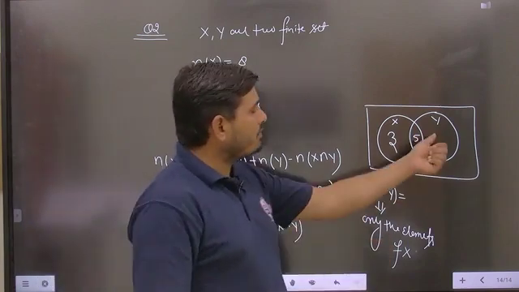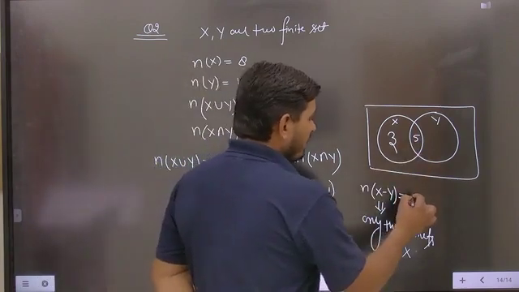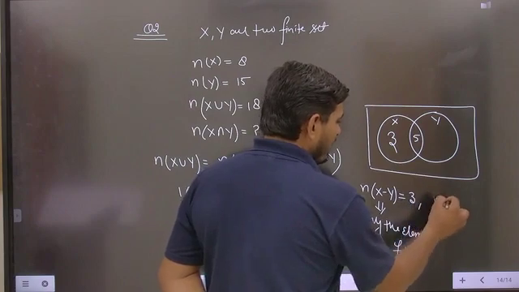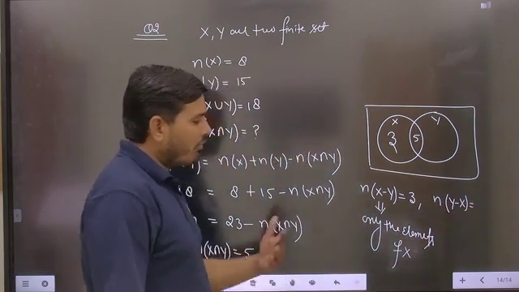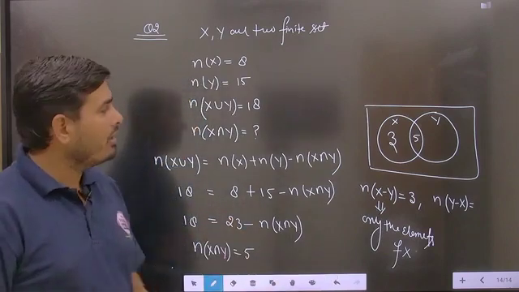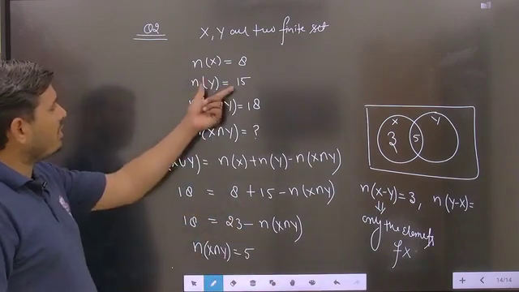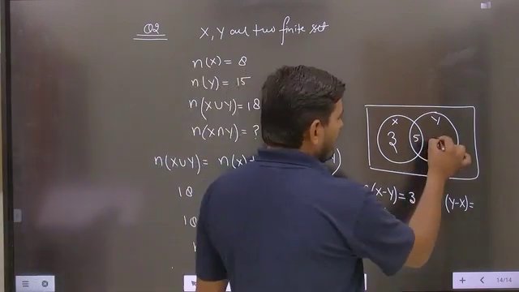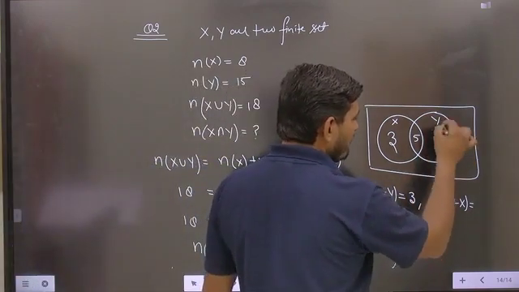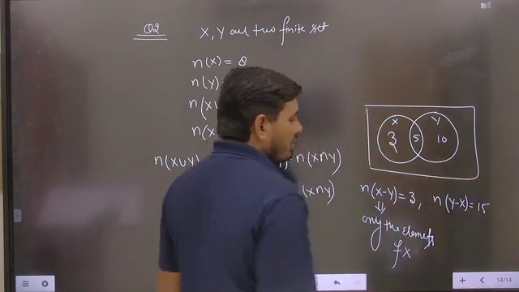Similarly, in this particular part, n of y minus x means the number of elements in only set y. In the set y, the number of elements will be equal to 15. So only y contains 10 elements, because the total will be equal to 15. So this part will be equal to 15.